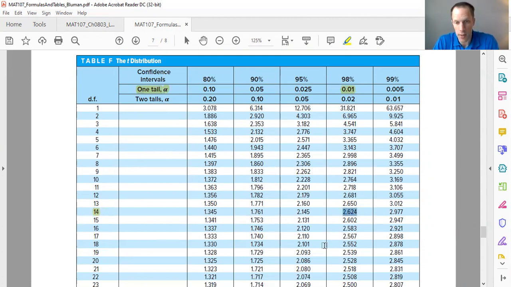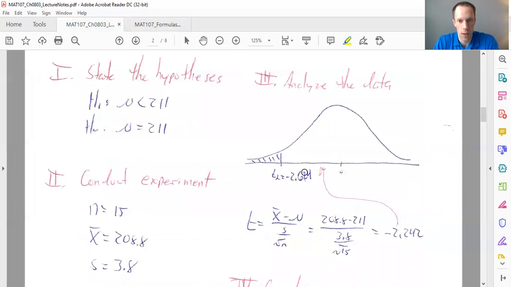So it looks like 2.624 would be the critical t-score. 2.624. Now that would be on the right side of this distribution. Because of the symmetry and because we're doing a left tail test, just call your critical value negative 2.624.